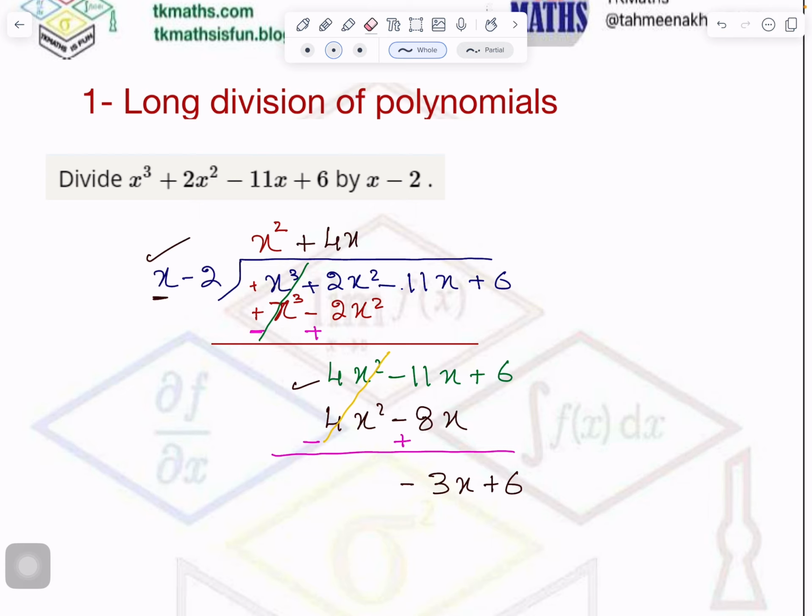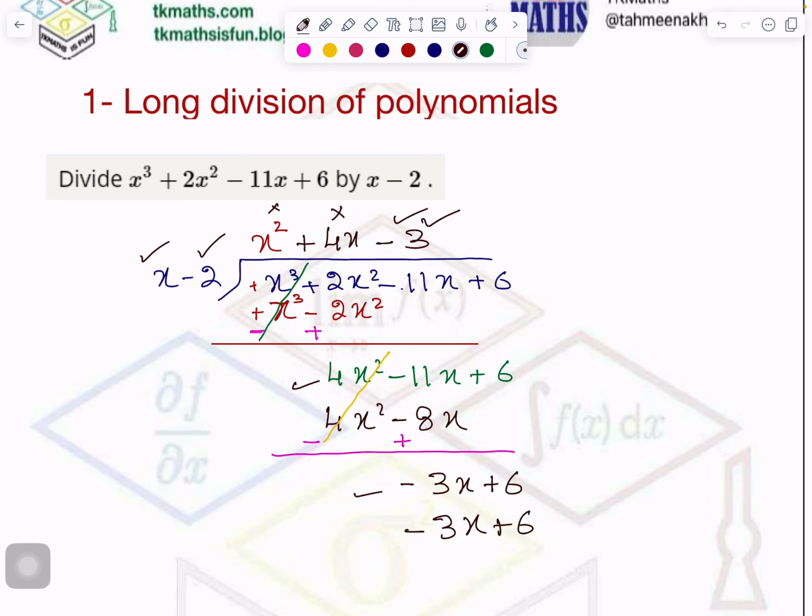Let me just clean it because I need to multiply. Now I have to multiply x by something to get minus 3x, always the first term. So x multiplied by minus 3, forget about these totally. x multiplied by minus 3 is minus 3x, and minus 2 multiplied by minus 3 is plus 6. Now the signs will change, and of course opposite signs, same terms, cancel. So now I got my remainder. This is your remainder. I got remainder 0. When remainder is 0, what is the meaning of divisor and quotient?